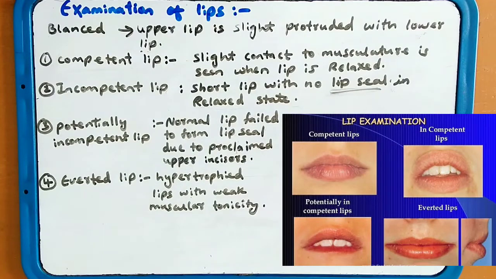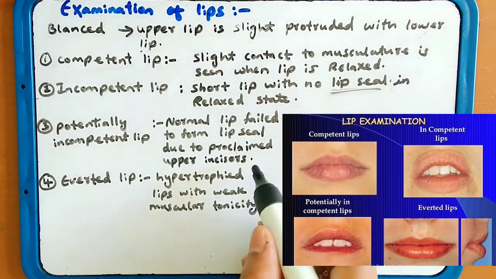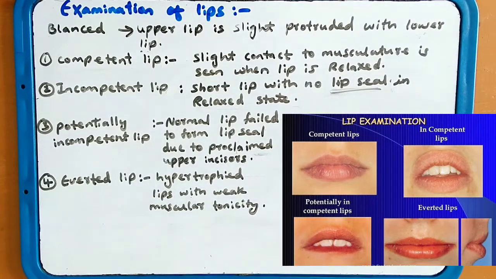In relaxed state, potentially incompetent lip. Potentially incompetent means the normal lip fails to form a lip seal. The lip seal will not occur due to the proclaimed upper incisor. Because of the upper incisor proclamation, the lip is going to be incompetent. This is the potentially incompetent lip.